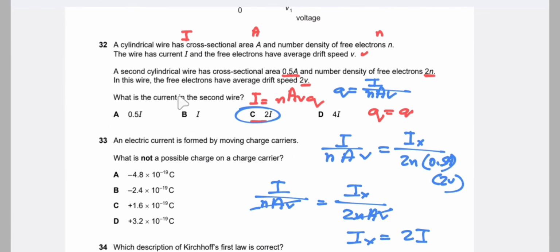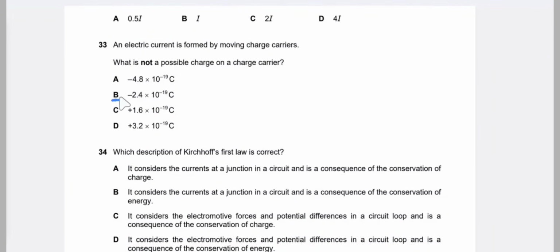That is the current in the second wire. Question number 33. An electric current is formed by moving charge carriers. Which is not a possible charge on the charge carrier? So we know charge is equal to 1.6 into 10 to the power minus 19 coulomb. That is the elementary charge. So this is 1.6 into 10 to the power minus 19 coulomb.